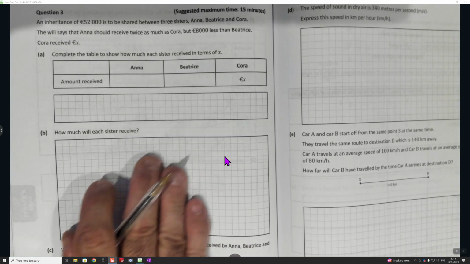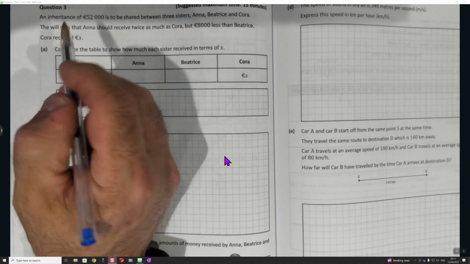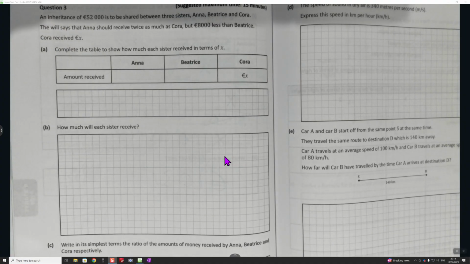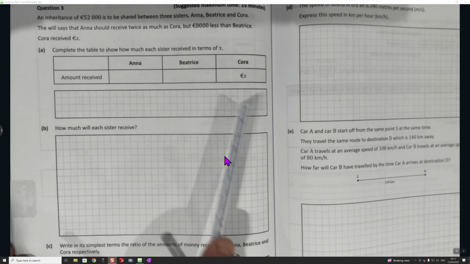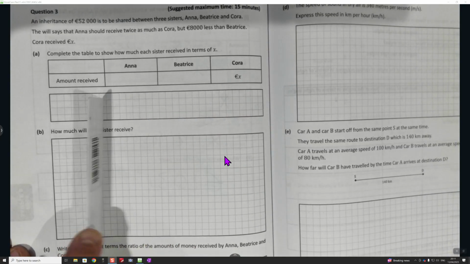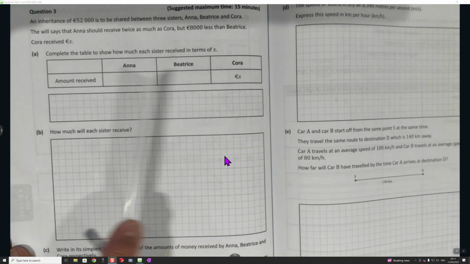Okay, welcome back, students. We're continuing on now with the EDCO sample paper B. Okay, and we'll just get straight into reading this question. But actually, before we do, let's take a look at the table. Some sort of money being distributed.